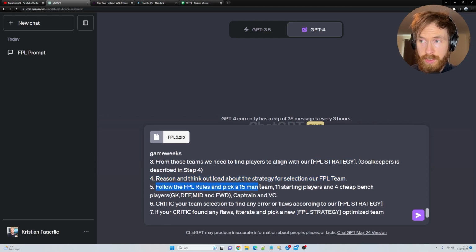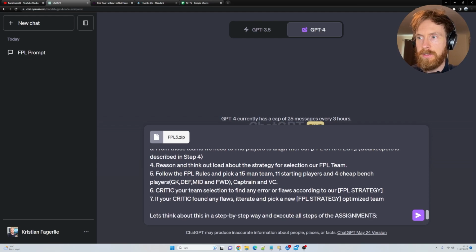Follow the FPL rules and pick a 15-man team. Okay. 11 starting players and 4 cheap bench players. Captaincy and a vice captain. Critique your team selections to find any errors or flaws according to our FPL strategy. If your critique found any flaws, iterate and pick a new optimized team. Let's think about this in a step-by-step way and execute all steps of the assignment.